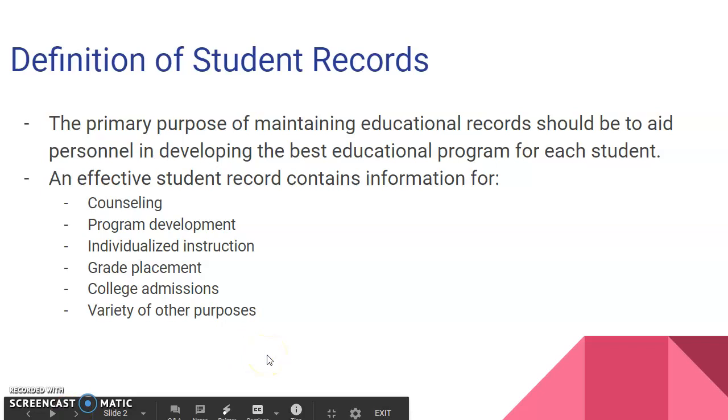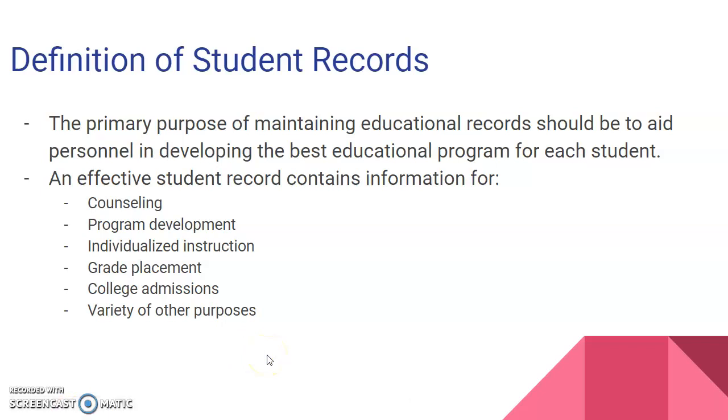Okay, so the definition of student records. The primary purpose of maintaining educational records should be to aid personnel in developing the best educational program for each student. An effective student record contains information for counseling, program development, individualized instruction, grade placement, college admissions, and a variety of other purposes.